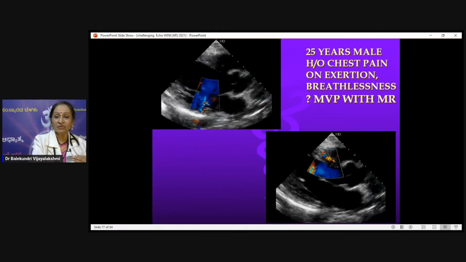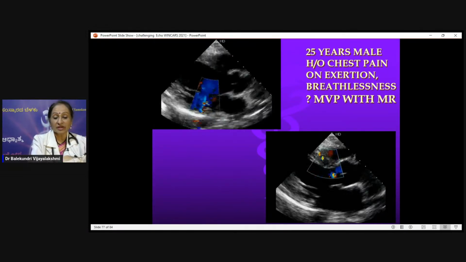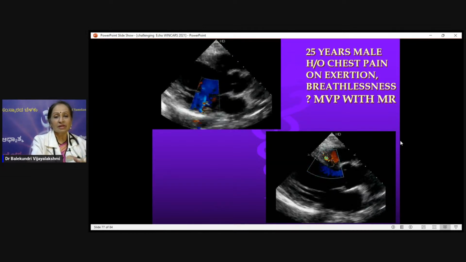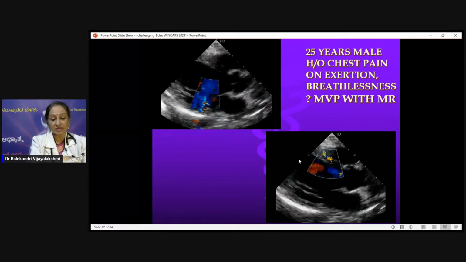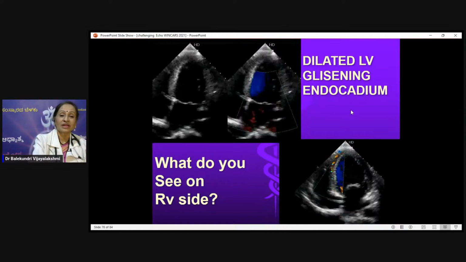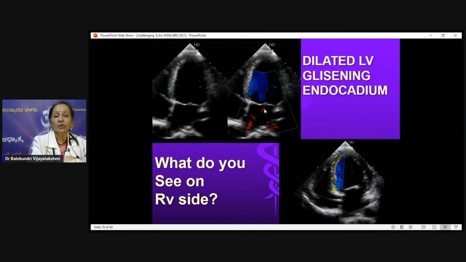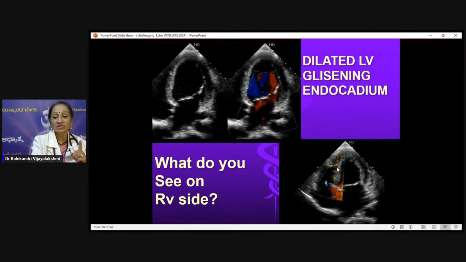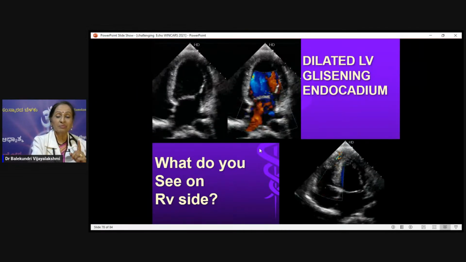This is a 25 years old male presented with a history of chest pain, and something peculiar was there. That is, there were some channels on the RV side, and then when we saw, there is a glistening endocardium indicating that there is an ischemia. And this is how on the RV side, there are multiple channels.